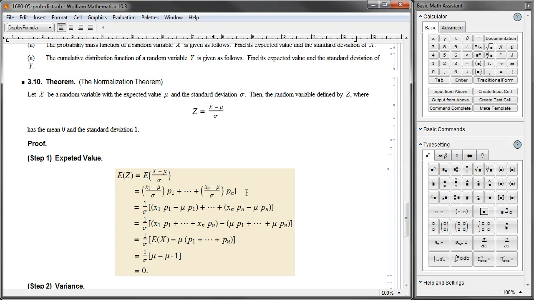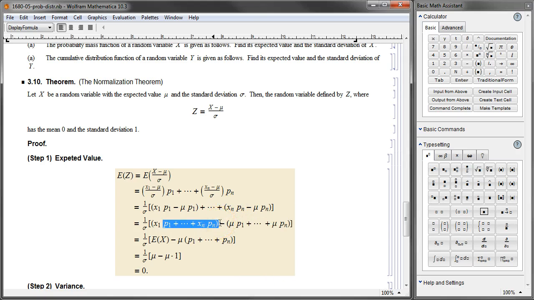And then we do some algebraic manipulation and factor sigma out, so we have 1 over sigma there, and then distribute each p1, p2 there, everything. Then we have x1 p1 minus mu p1, x2 p2 minus mu p2, and so on and so forth. Now break up all these parentheses and then put all those pluses and minuses together, all the x's together here, x1 p1, x2 p2, everything, and then mu p1, mu p2, and so on here.